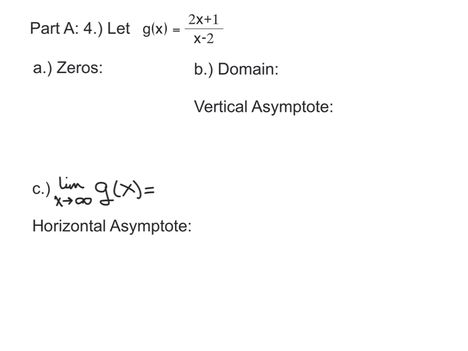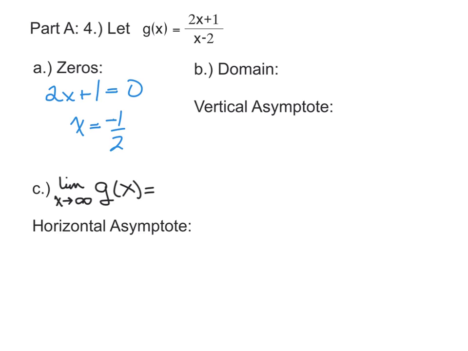If we're going to graph g of x, we need to do the same things. Find the zeros, find the asymptotes. So 0 is going to happen when the numerator, 2x plus 1, is equal to 0. Solving that, x equals negative 1/2, and that's where our x-intercept is going to be.